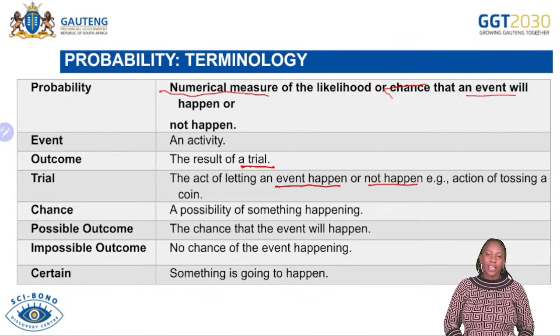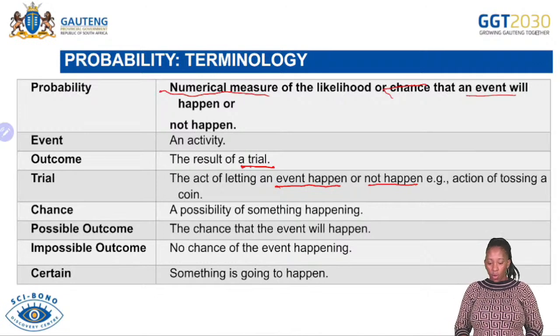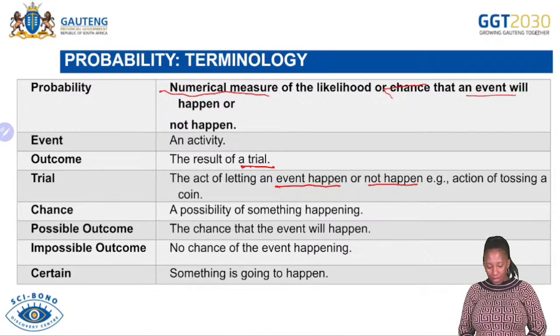And then a trial, that's when they are playing for 90 minutes, kicking the ball up and down. So as they kick the ball up and down for 90 minutes, we say they're taking an action. So we are saying it is the act of letting an event happen or not. That is a trial, meaning an event of an activity there.